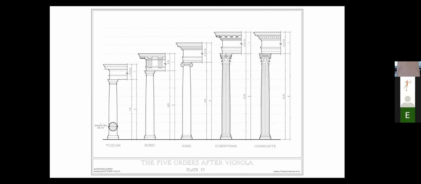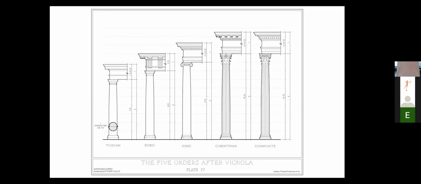I'm showing that because there are several people that are new to this class, and a lot of people think that there are 3 orders, of course, Doric, Ionic, Corinthian, but there are really 5: Tuscan from the Etruscan temple, and then the Composite order introduced in the Renaissance later.